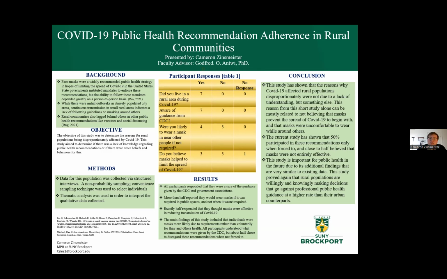So the objective of this study in particular was to determine the reasons for rural populations being disproportionately affected by COVID-19. This includes the population's reasons for wearing or not wearing masks, following social distancing guidelines, and vaccine adherence. The study aims to determine if there was a lack of knowledge regarding public health recommendations or if there were other beliefs and behaviors that led to this.